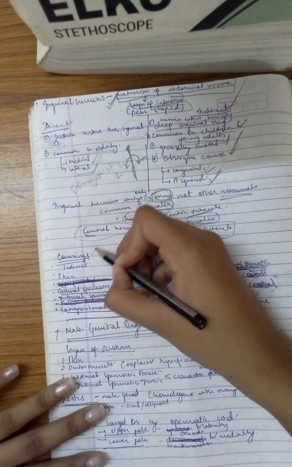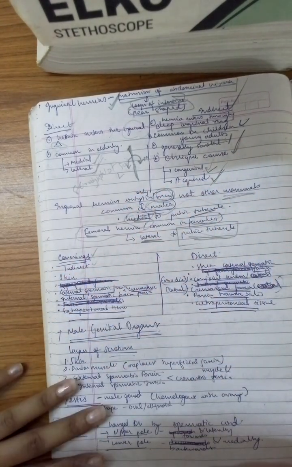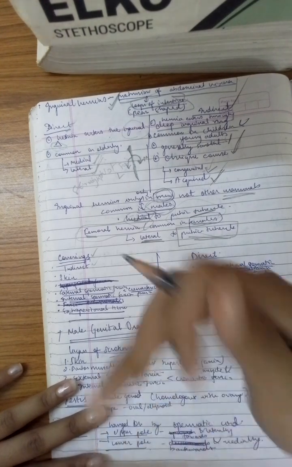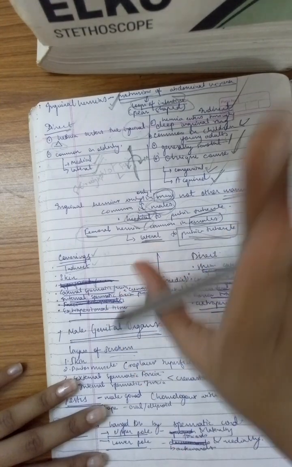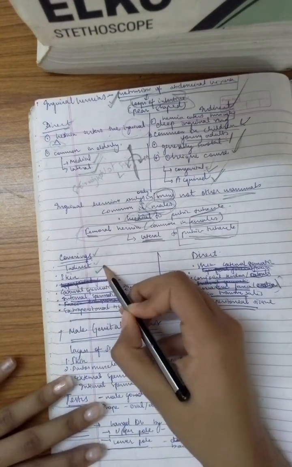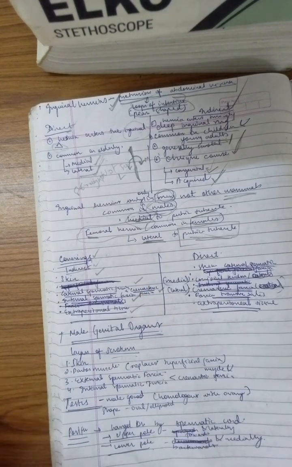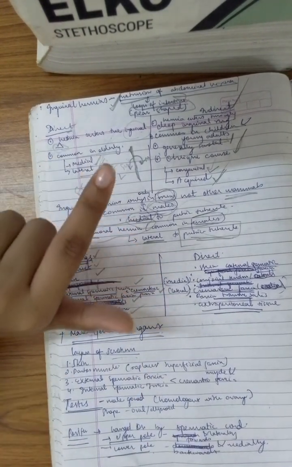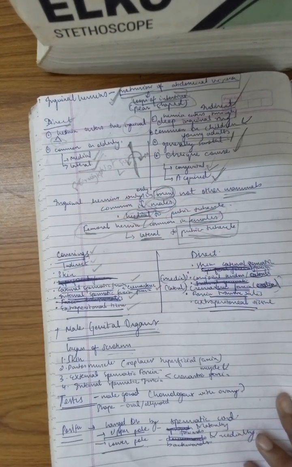Now the coverings, which I have written in a haphazard manner, sorry. In indirect, you need to remember the coverings from outside to inside when protrusion occurs: skin, external spermatic fascia, cremasteric fascia, internal spermatic fascia, and extraperitoneal fascia. Simple.